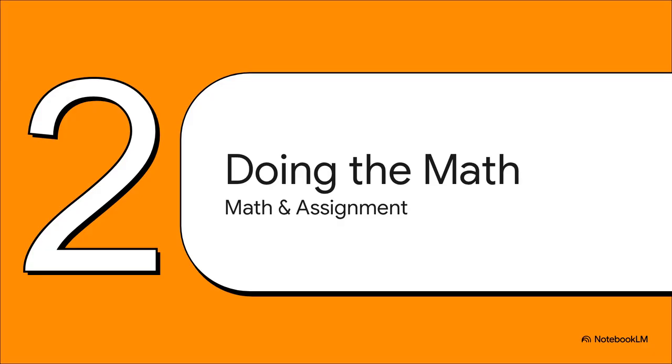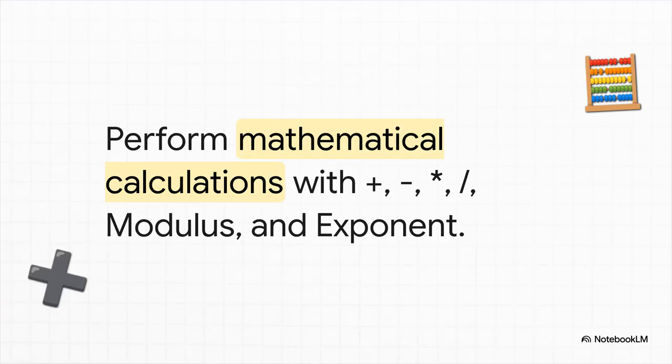Moving right along to Section 2, doing the math. These are the trusty hand tools of our kit, the everyday math and assignment operators you're going to use all the time. You're probably already super familiar with the basics, right? Addition, subtraction, multiplication, but Python has a couple of quirks you need to watch out for. Standard division, that single forward slash, always gives you a decimal, or a float as we call it. Then there's modulus, the percent sign. Think of it as a remainder machine. It only gives you what's left over after a division. Oh, and that double asterisk, that's your exponent operator for calculating powers.